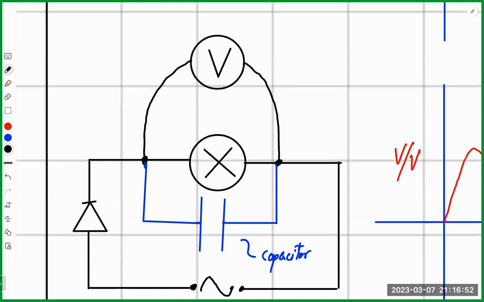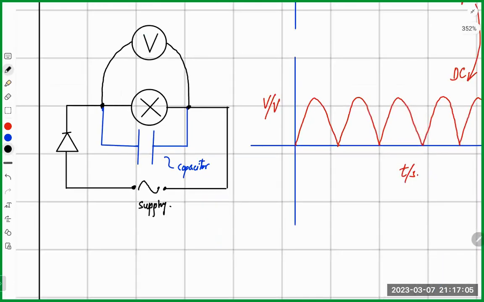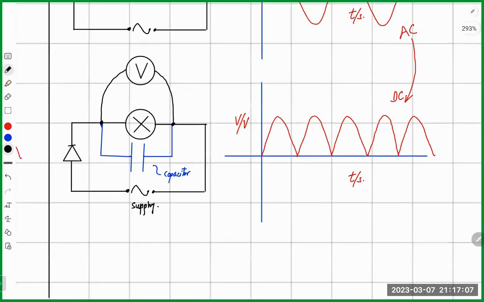But in that time, the capacitor will start delivering stored energy into the lamp. So that is the time the capacitor is fulfilling those small gaps over there.